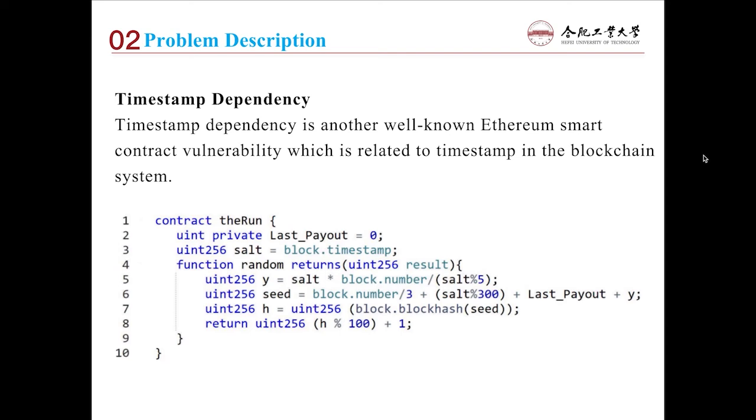Timestamp dependency is another well-known Ethereum smart contract vulnerability, which is related to timestamp in the blockchain system. Here's a contract suffering from the timestamp dependency vulnerability.